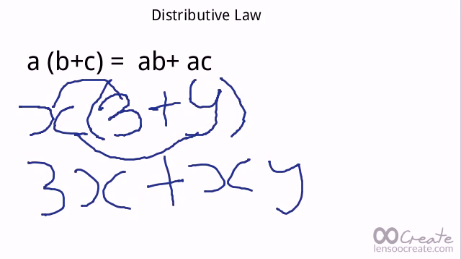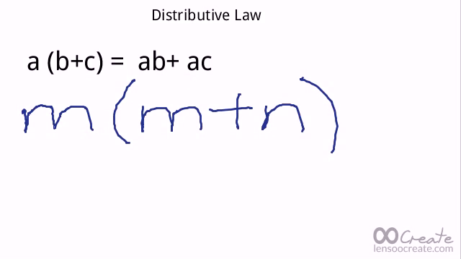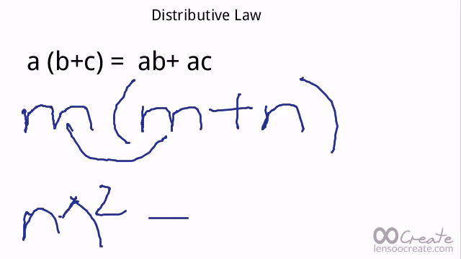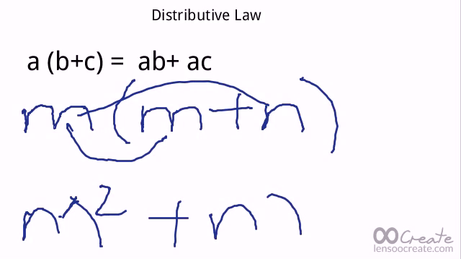So let's try another example with more x's and more y's, where you might have squares and stuff like that. Okay, now look at this one. We have m outside of the brackets. In the brackets, we have m plus n. So we're going to do the same thing again. We're going to take m multiplied by the first term, which is m. So we're going to say m by m, and that will give us m squared, right? Plus m by n, and that will give us mn.